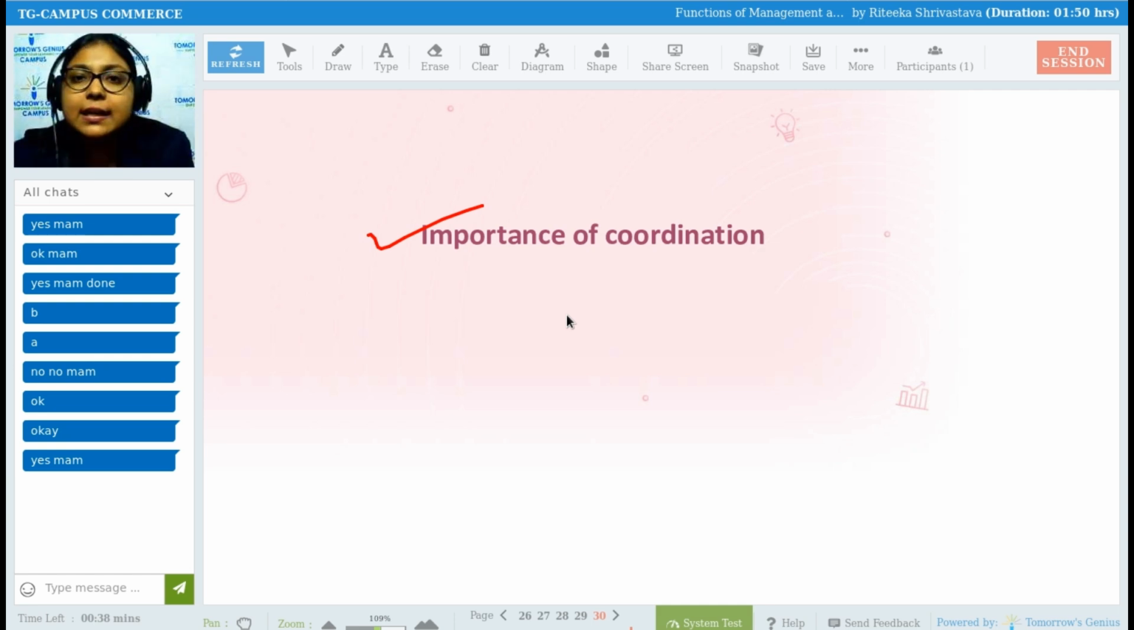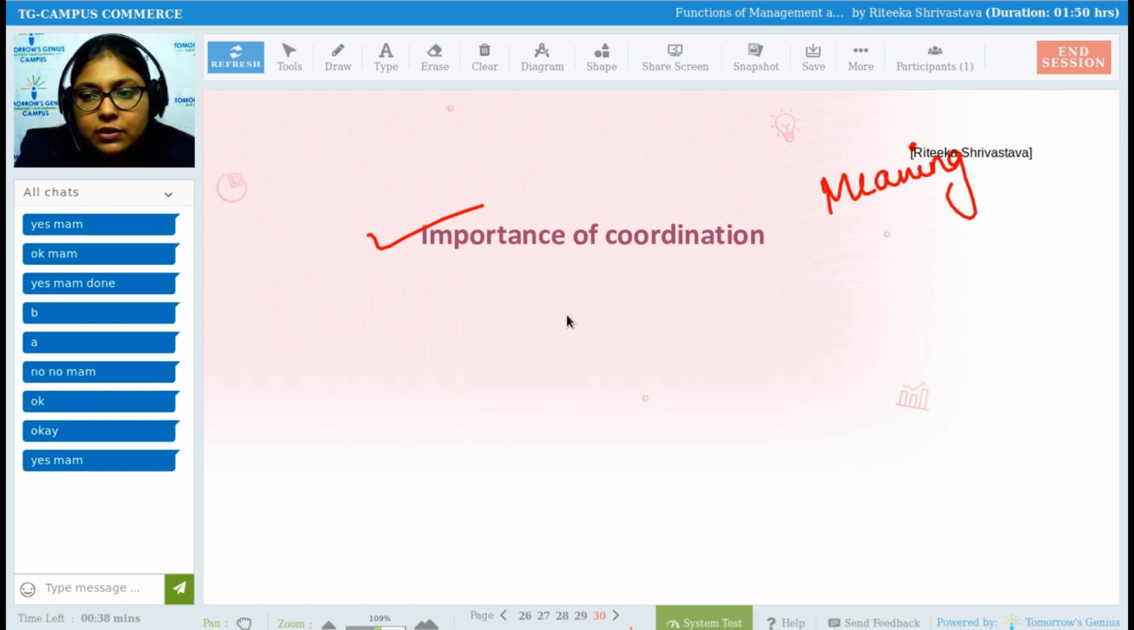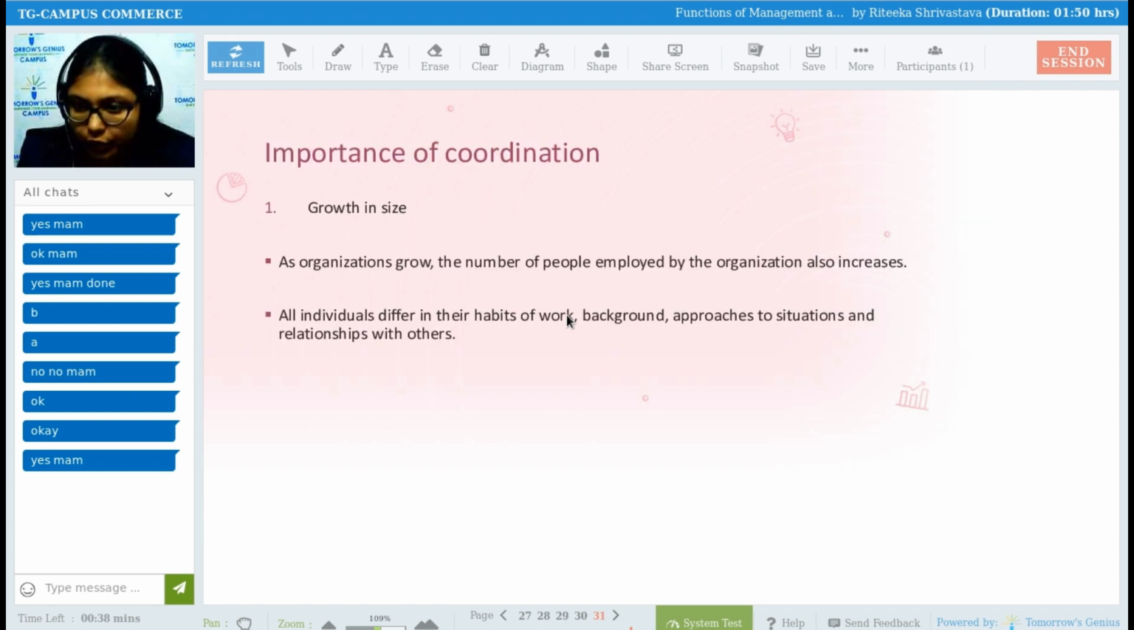The last part of the first part is the importance of coordination. We understood the meaning of coordination, and we also saw its characteristics or features. Now the last part is the importance of coordination. So first, why is coordination important in any organization? First, because it helps in growth in size.